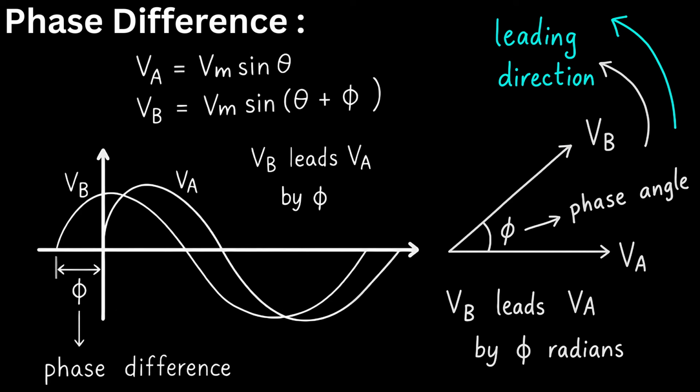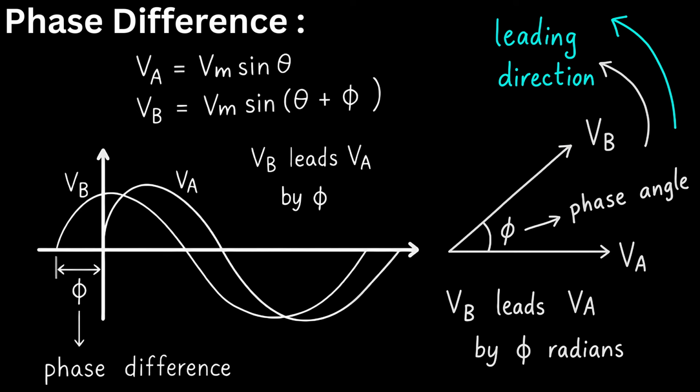So, how do we know which one is leading just by looking at the arrows? There's a simple, universal rule: the leading direction is counterclockwise. Imagine the phasors are frozen in a moment of time while they are rotating counterclockwise. The one that is further ahead in the rotation is the leading one. Since VB is counterclockwise from VA, it is the leading phasor. VB is literally ahead of VA in the standard direction of rotation. So, this simple diagram of two arrows tells us everything we need to know. VA and VB have the same magnitude, and VB leads VA by a phase angle of phi.